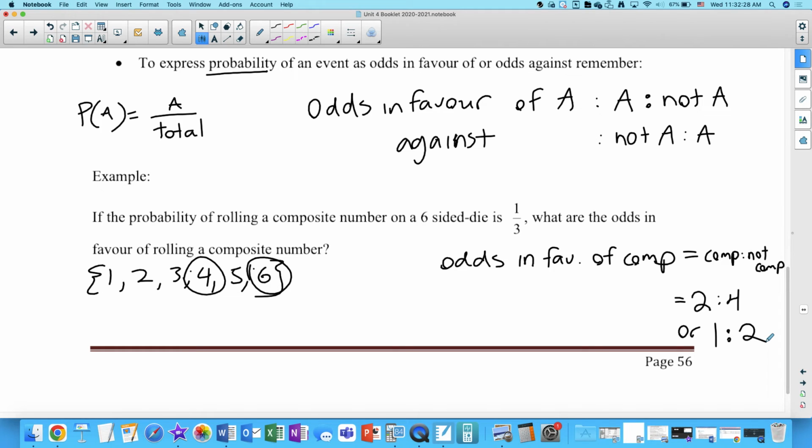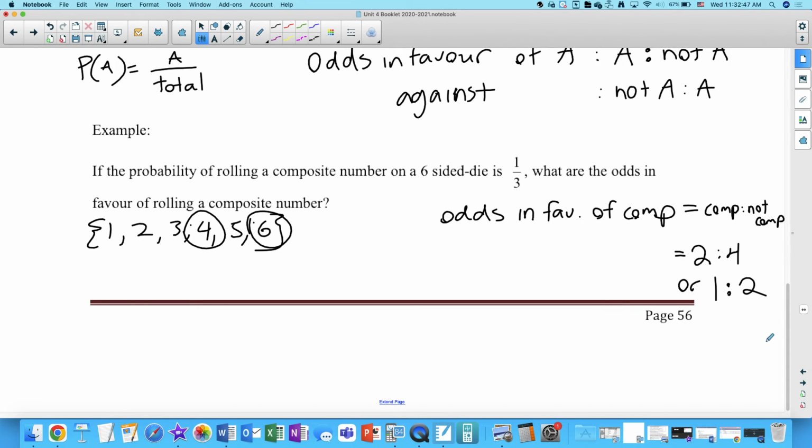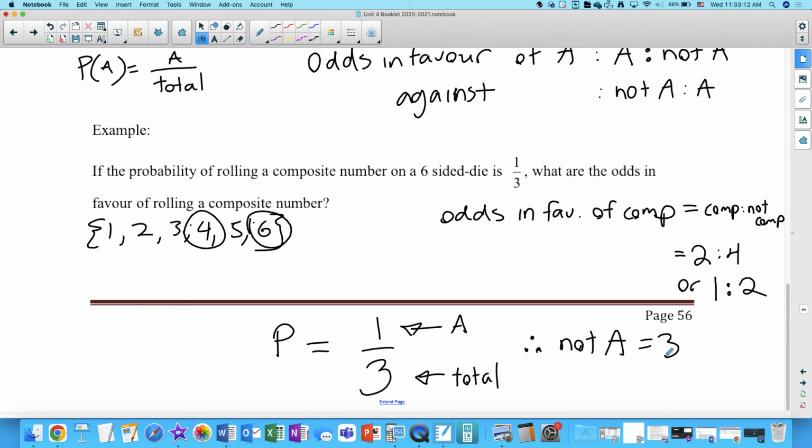So the question is, what if you're just given probability? You need to think about probability: this is A, this is total. So if 1 is the A and 3 is the total, how many would be the not A? It's 3 minus 1, which is 2. And so if we're looking at odds in favor of, we're looking at A to not A, that's a 1 to 2 ratio, which is exactly what we just saw. And we are going to have to use that when we can't write out the sample space. So let's try one more.